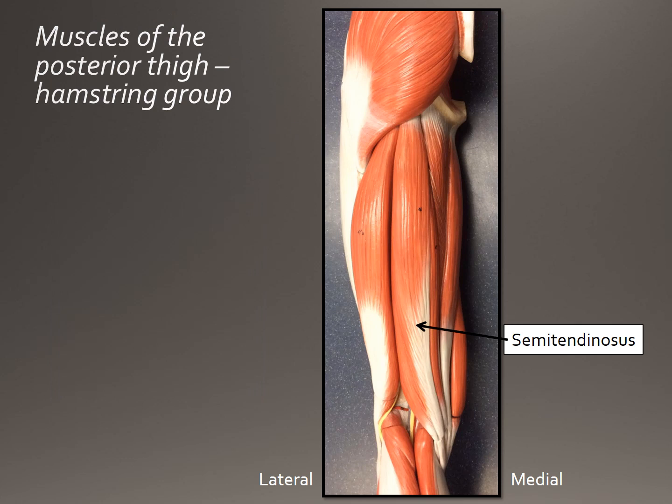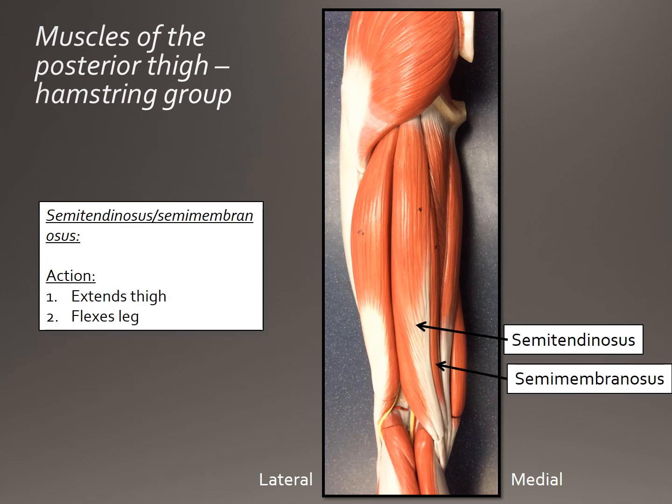Now we're moving to the medial side of the posterior thigh. And the second muscle of the hamstring group is the semitendinosus. And this muscle is actually sitting superficially to the third muscle of the hamstring, and that's the semimembranosus. The action of these 2 muscles is to extend the thigh and flex the leg.